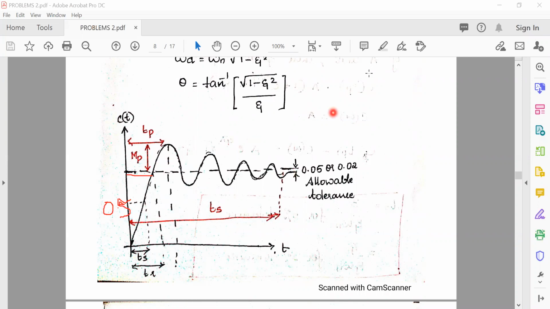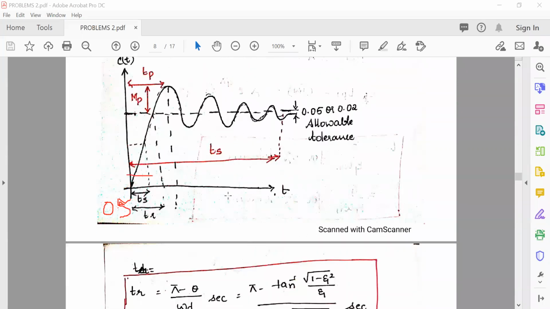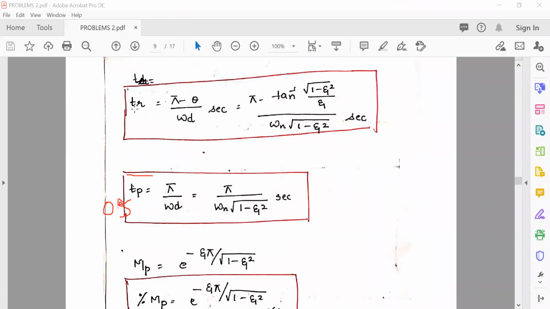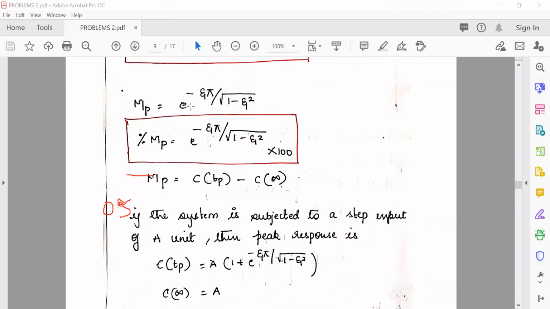For these, we have already derived in one of the videos the TR, TP, and the maximum overshoot values. TR is pi minus theta divided by omega d. TP will be pi by omega d. Substitute for omega d. MP is e to the power of that term, which is the overshoot value. For percentage overshoot, you have to multiply it with 100.